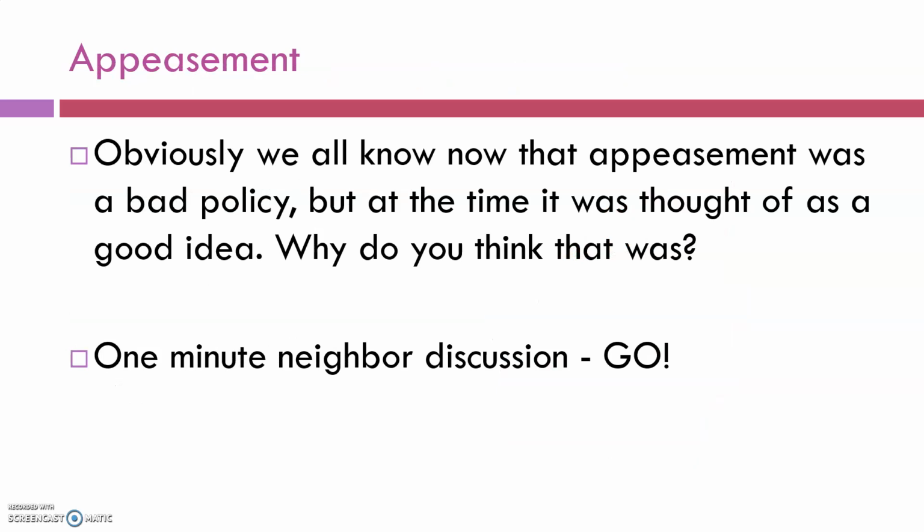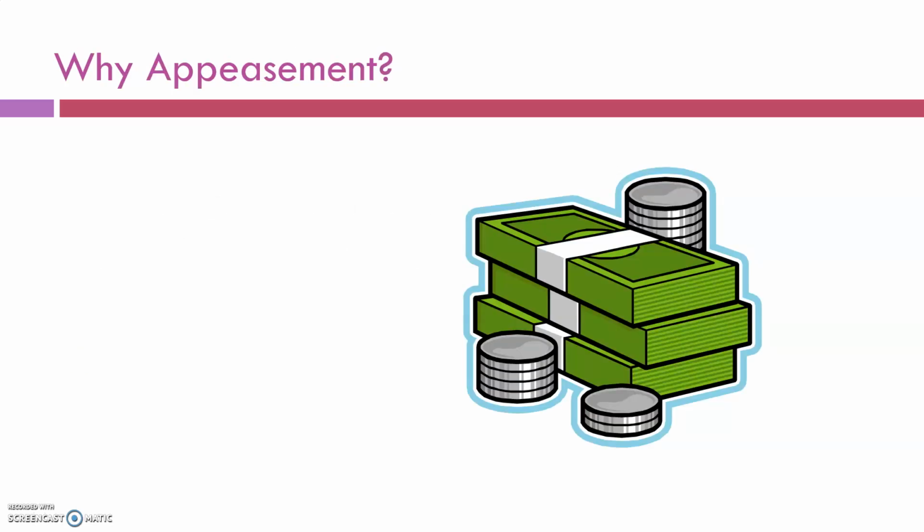So we now know that appeasement was a bad policy, or at least that it didn't work. But at the time, it was considered to be a good idea. So in your Google Doc, just jot down in 2 to 3 to 4 sentences, why do you think it was considered a good idea at the time? So again, hopefully you've paused and done that before moving on.